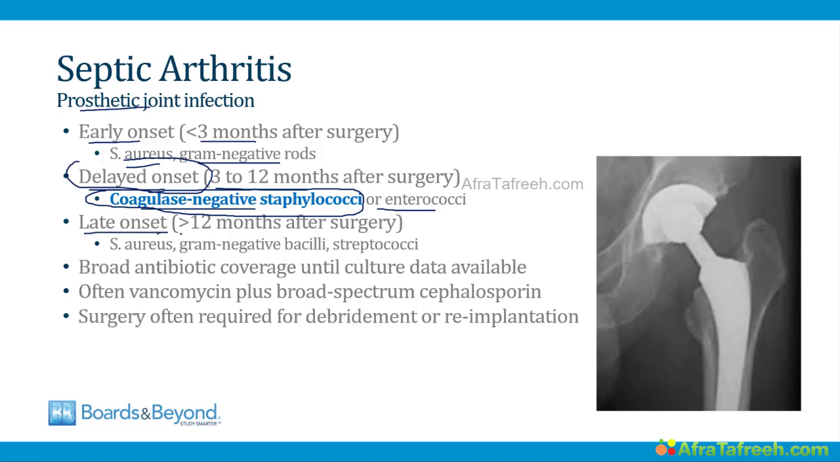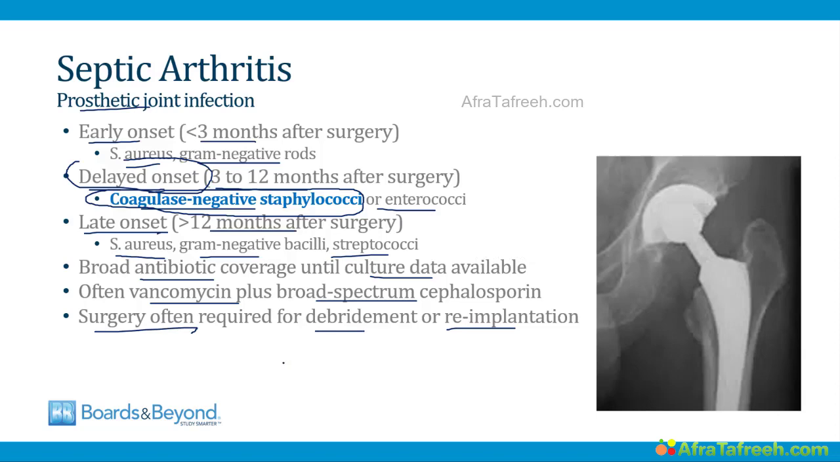And then late onset septic arthritis, more than 12 months after surgery, has similar causes to septic arthritis of non-prosthetic joints, bacteria like staph, gram-negative rods, and strep. When patients present with an acute monoarthritis of a prosthetic joint, usually they're treated with broad antibiotic coverage until culture data is available. Often they're given vancomycin plus a broad-spectrum cephalosporin, and in many cases surgery is required either to debride the joint or to reimplant.